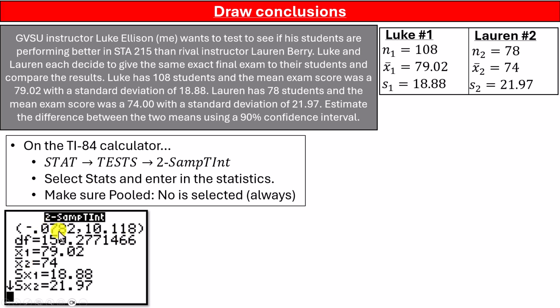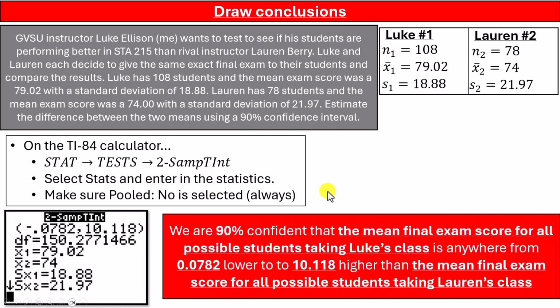So as you might remember, the negatives represent smaller at the first population, and the positives represent higher at the first population. So we have mixed signals here. But anyways, this is the way that I wrote the conclusion. Using the template, I said we are 90% confident that the mean final exam score for all possible students taking Luke's class is anywhere from, and now I distributed that, usually it says higher or lower. The lower is applying to this 0.0782 number, and the higher is applying to this 10.118. So we have the mixed signals.